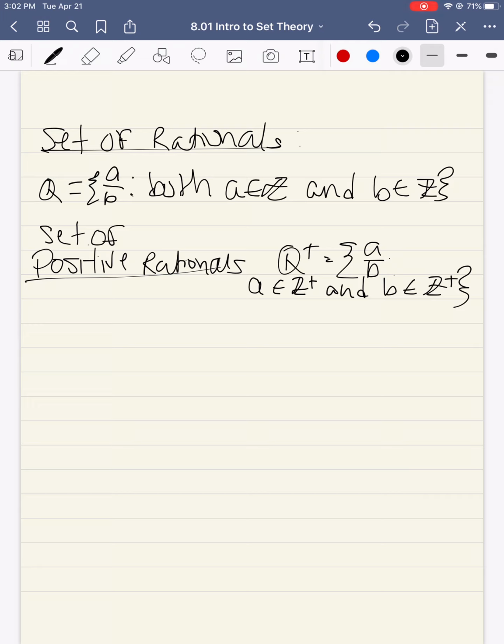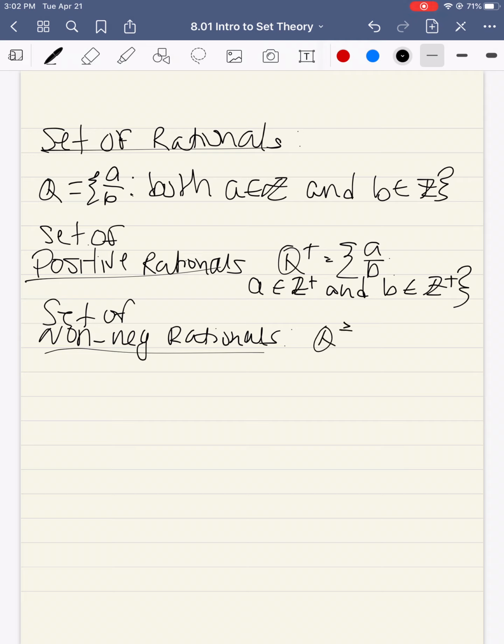We also have the non-negative rationals, where we have Q greater than or equal to 0. That is a over b, where, you probably guessed it, a is a member of the non-negative integers, and b, however, is a member of the positive integers.